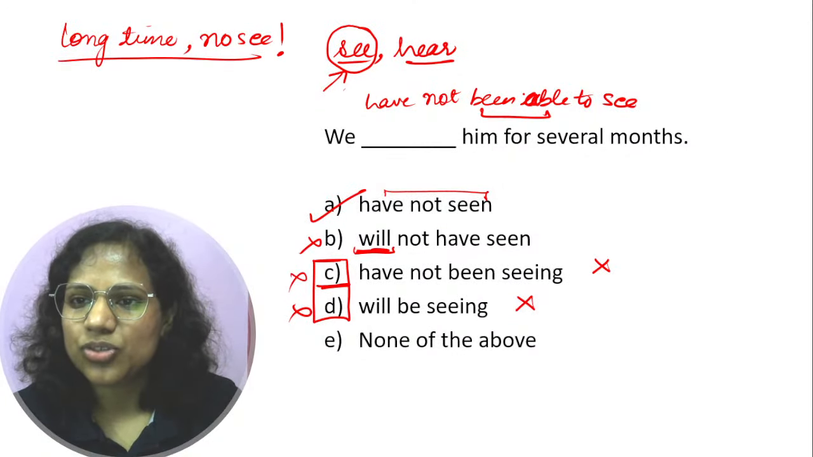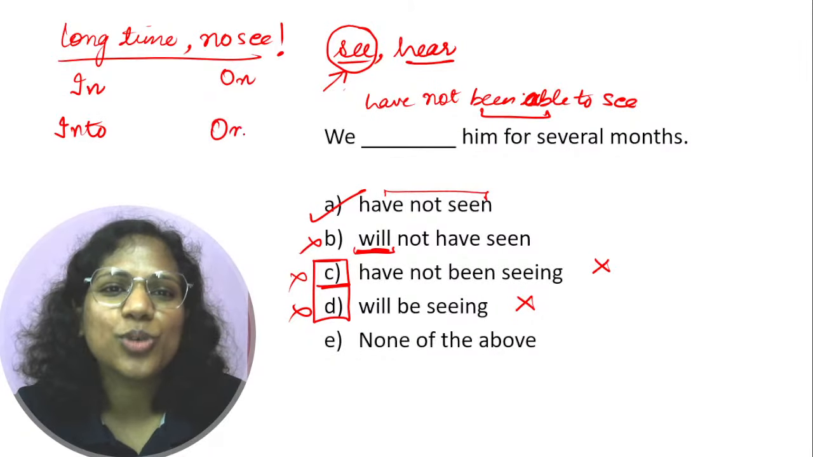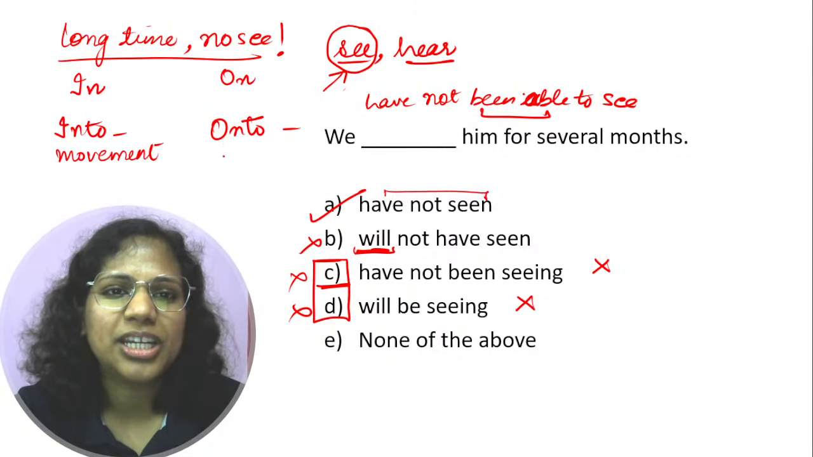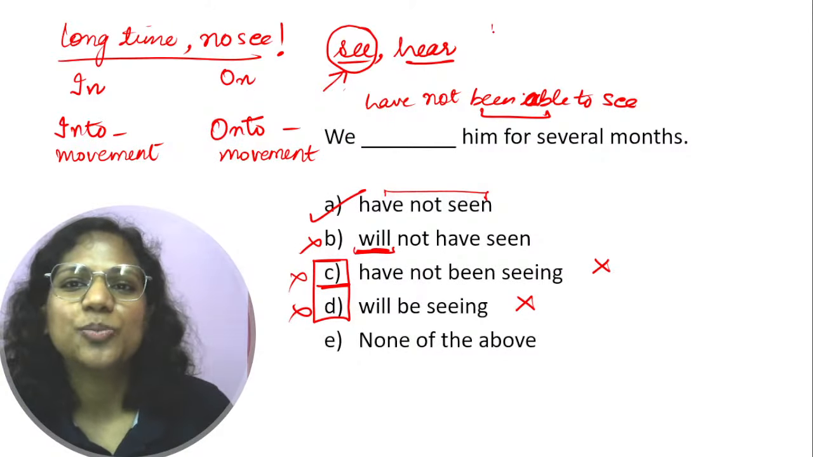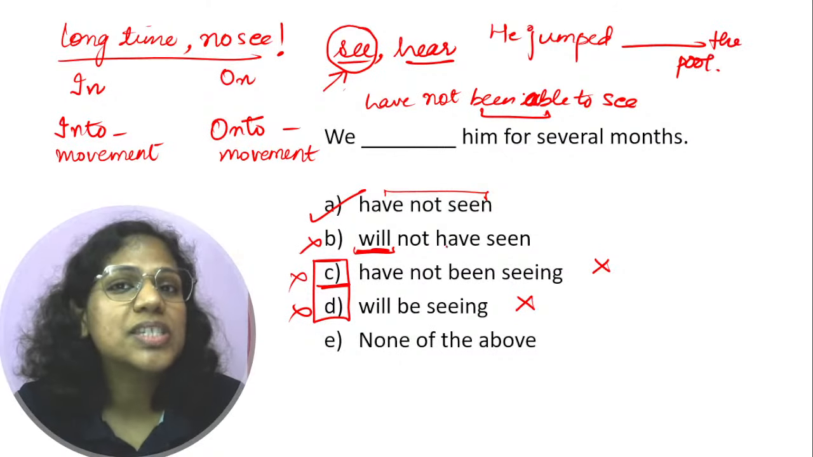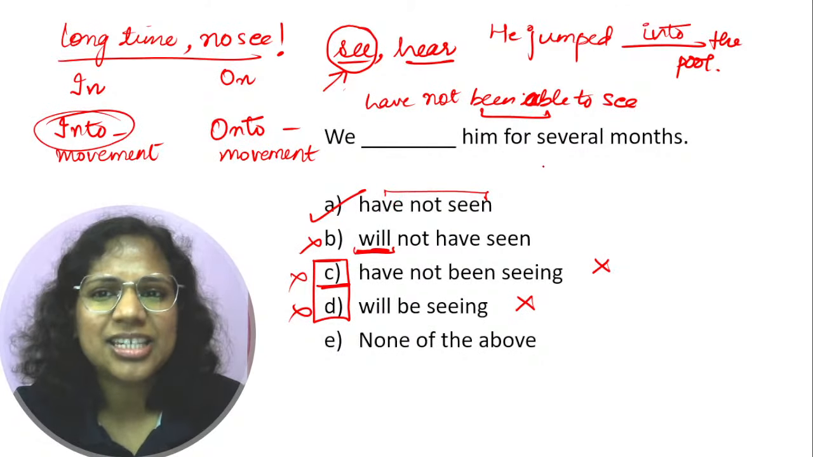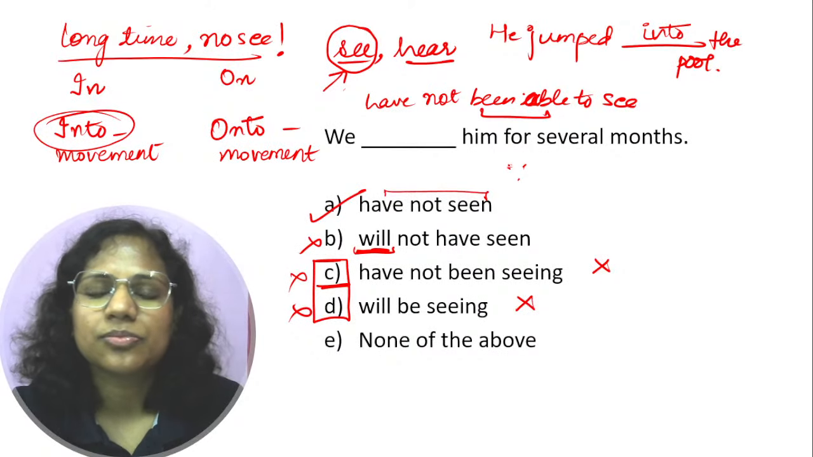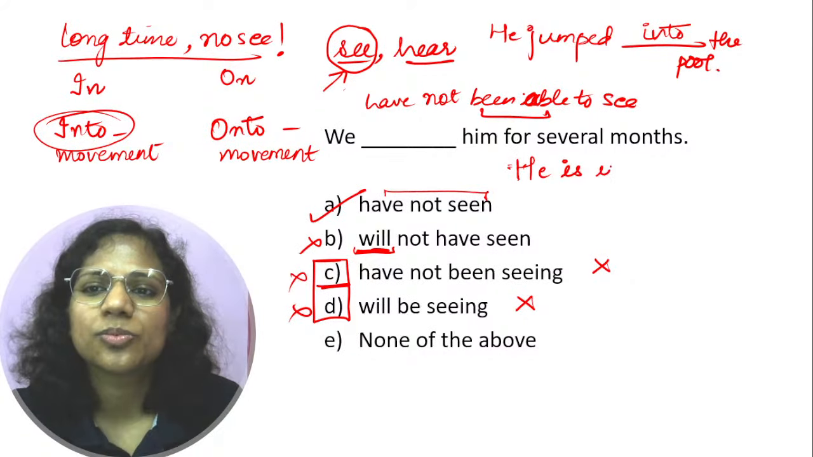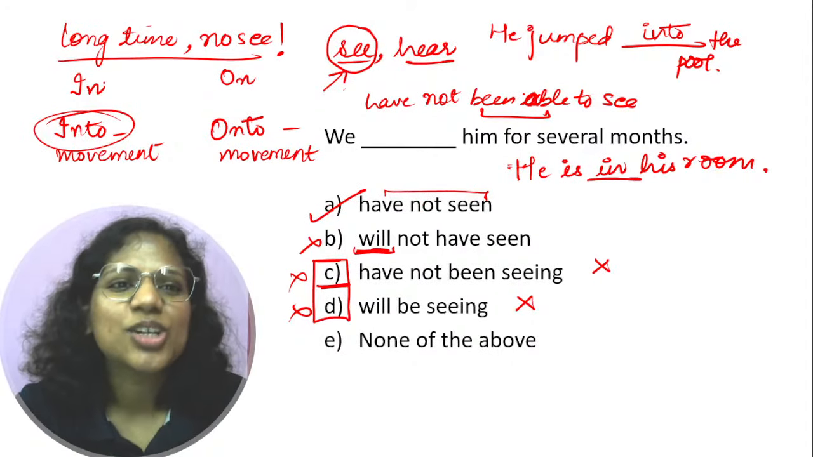Now, what was the question? In and into. The difference between in and into. Let's see the difference between on and onto also. Into and onto indicate movement. So if I say he jumped dash the pool, I shouldn't use in. I should use into because there is movement, right? Whereas if somebody is already inside, just lying inside, you could say he is in his room. There is no movement here, right? He's in his room. You can go and see him. So that's the difference between in and into.